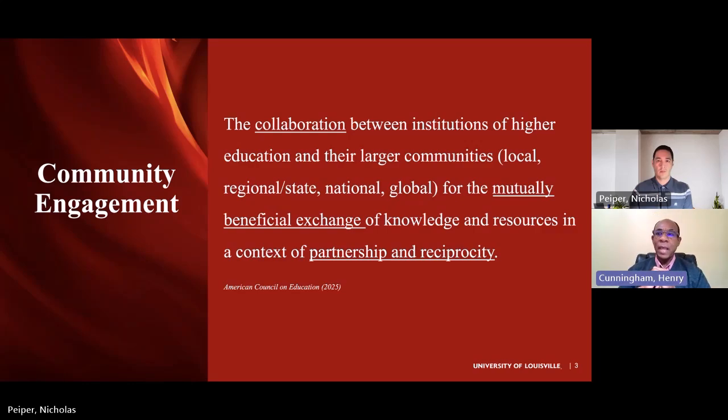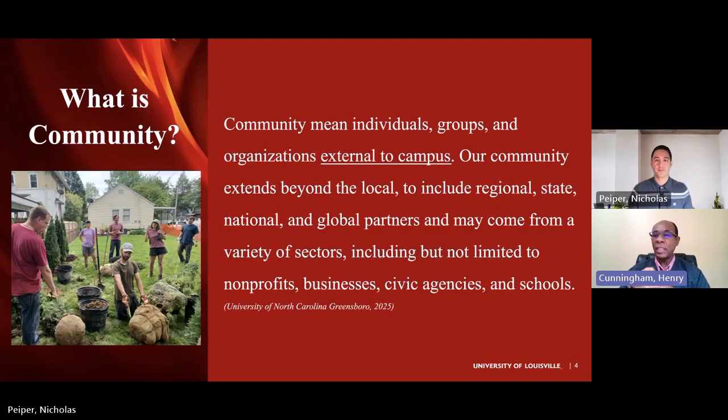In moving on, I think it's also important that we know what a community is. I pulled this definition from the University of North Carolina Greensboro, who have a really robust community engagement program on their campus. They define community as what is external to their campus. It's national, it's local, it's state, it's global, and it's work that is done with nonprofits, businesses, civic agencies, and schools. Very clear, very concise. That is exactly who your community is.